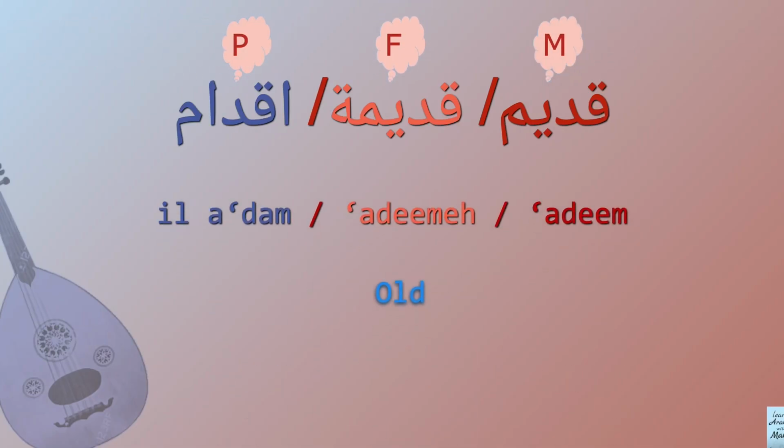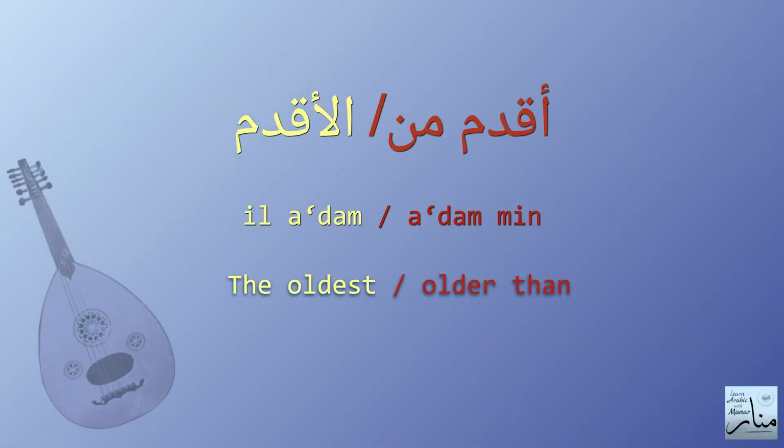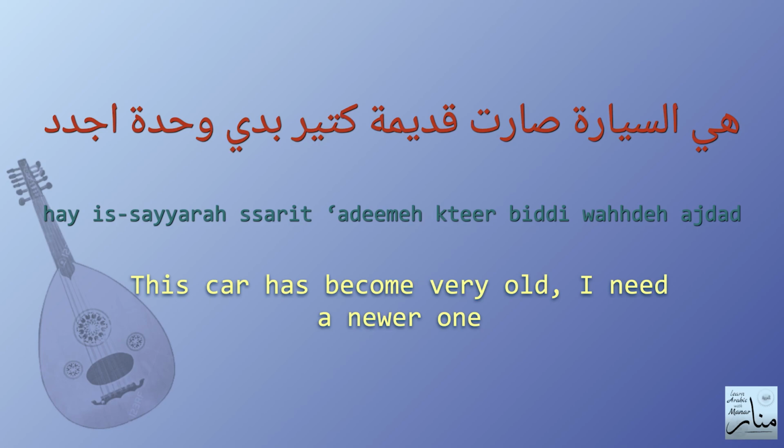قديم, old, masculine. قديمة, old, feminine. قدام, old, plural. أقدم من, older than. الأقدم, the oldest. Let's see some examples. هاي السيارة صارت قديمة كتير. بدي وحدة أجدد. This car became so old. I need a newer one.